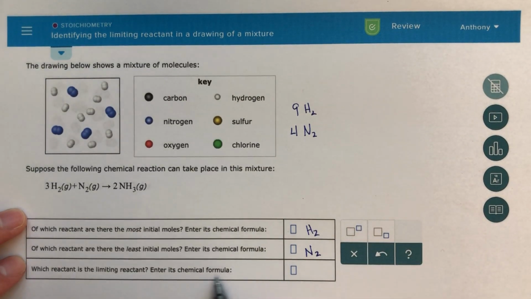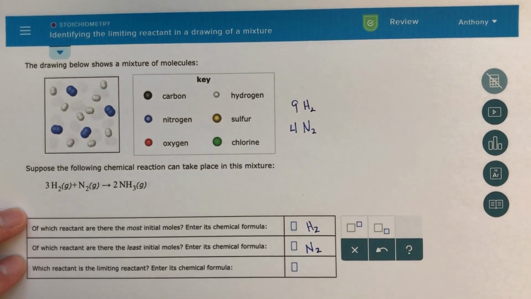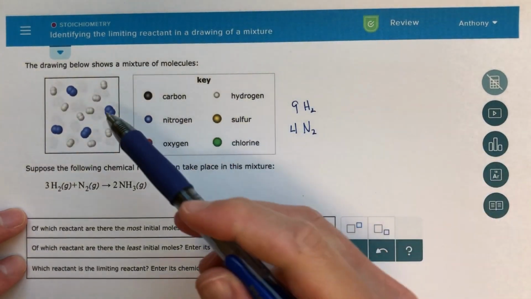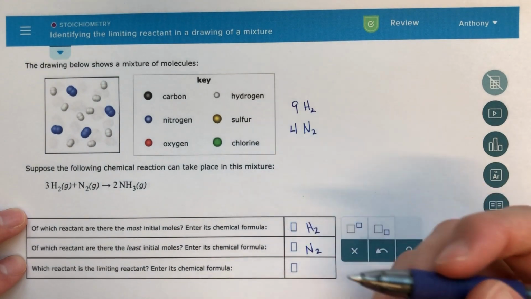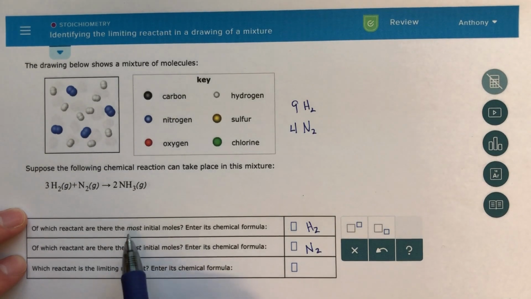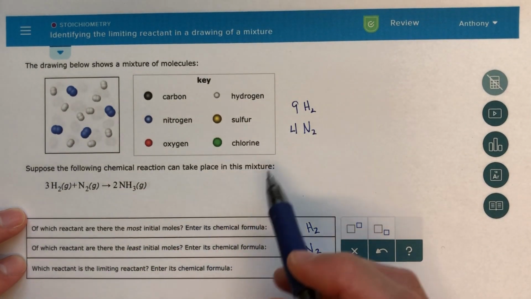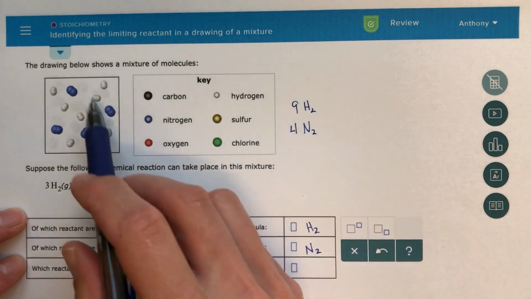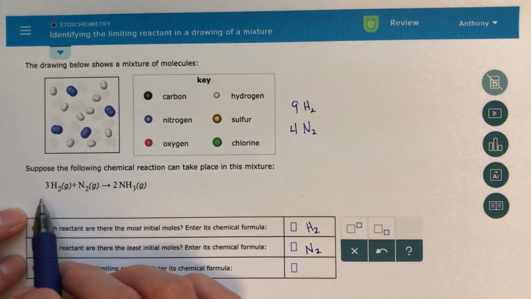Now for this last problem, this is really the important part of this question, right? Obviously just counting up my number of H2s and my number of N2s, that's pretty trivial. But what's really important is understanding which reactant is the limiting reactant. So to do that, we need to combine our information up here, how many of each do we have, and then also our chemical reaction.